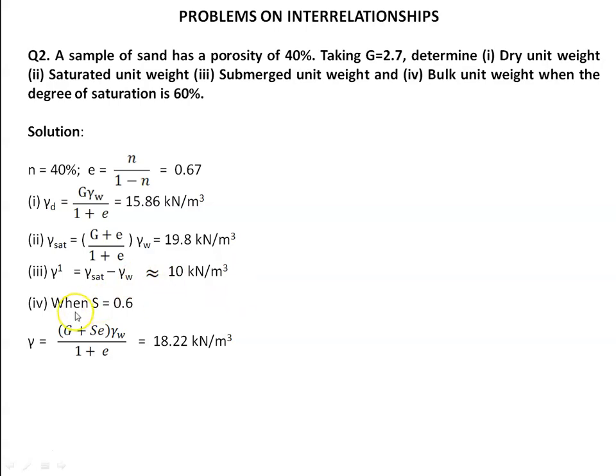Then when the degree of saturation is 0.6, bulk unit weight equals (G+Se)γw divided by (1+e). In this equation we can substitute S value 0.6, G value 2.7, e value 0.67, γw 9.81, so that we can find the bulk unit weight, which is 18.22 kilonewton per meter cube.